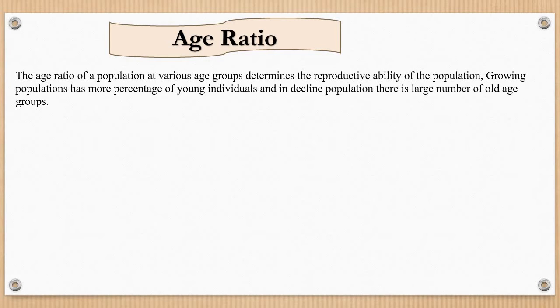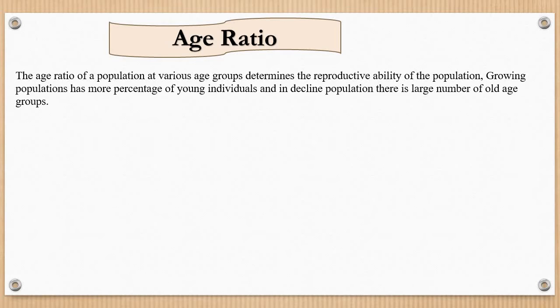So, age ratio. Age ratio, relatively male female age ratio, right? In every species, the population differs in age in most cases. So age wise there is a differentiation, age wise there is a variation seen in most of the species.